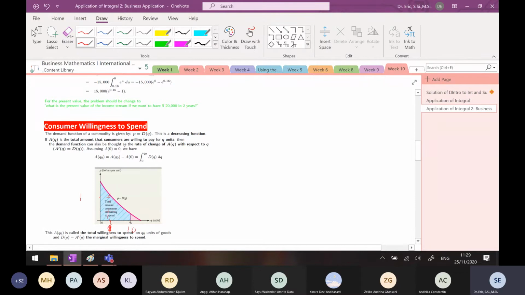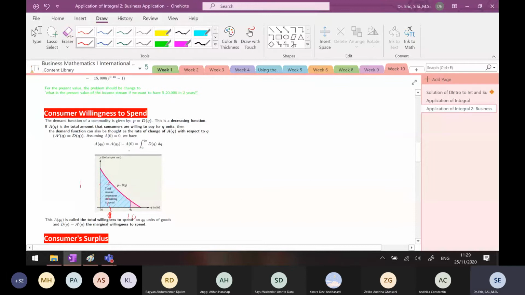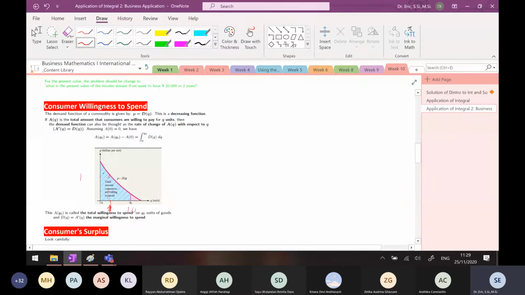I have already done this in the video, but you can just look at this. So the area of this is what we usually call the total amount consumers are willing to spend.